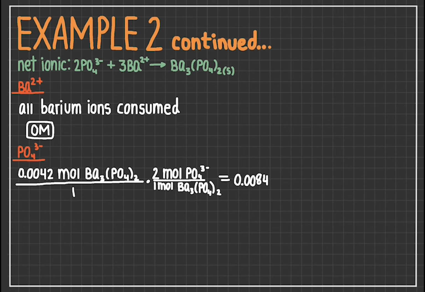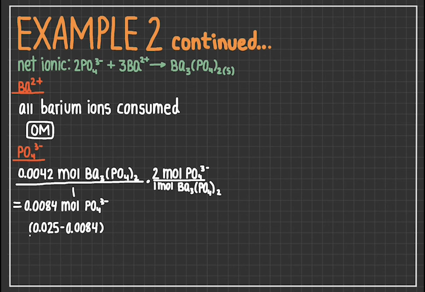Molarity is the moles present over the volume, so we now have the starting amount of the phosphate ion, 0.025, minus the amount that was consumed in the production of barium phosphate, 0.0084, all divided by the new volume of 0.1 liters. So the new molarity of the phosphate ions is 0.166 molar.